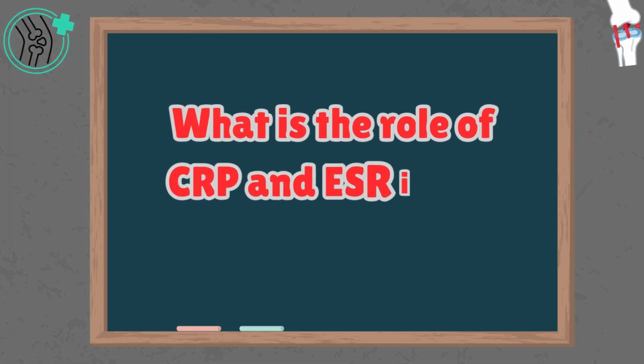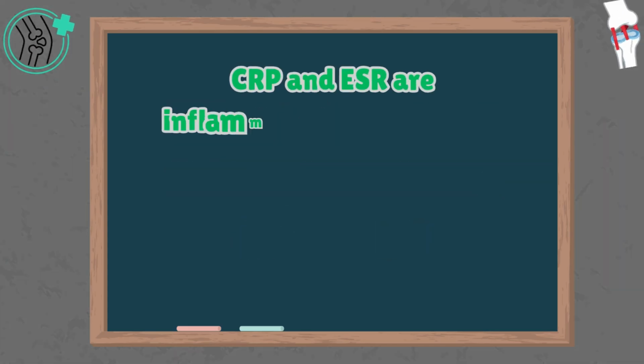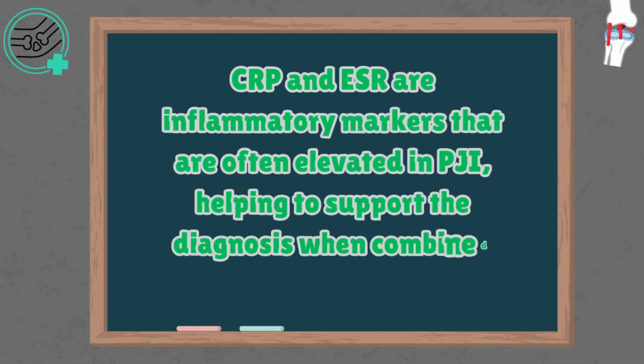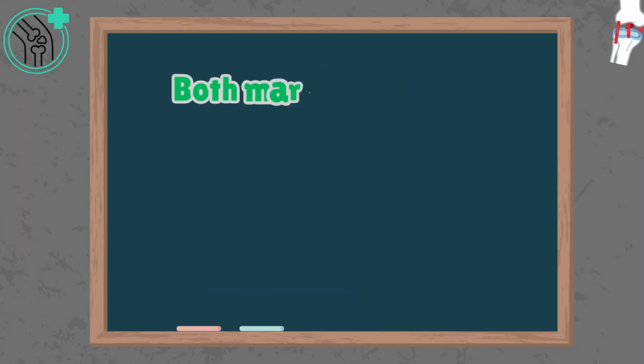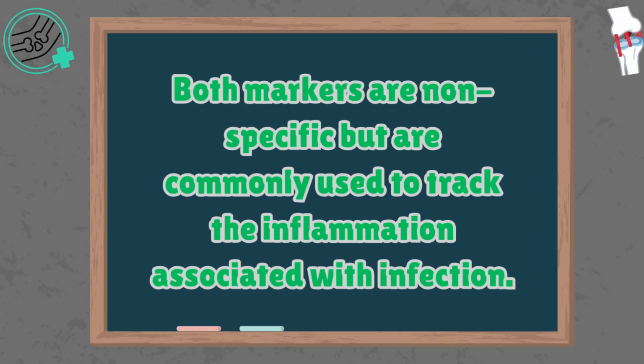What is the role of CRP and ESR in the diagnosis? The answer is, CRP and ESR are inflammatory markers that are often elevated in PJI, helping to support the diagnosis when combined with clinical findings. Both markers are nonspecific but are commonly used to track the inflammation associated with infection.